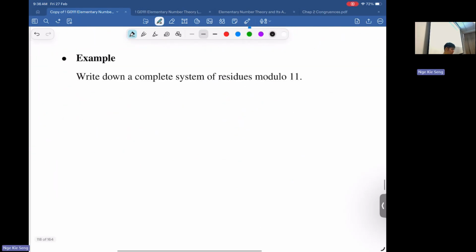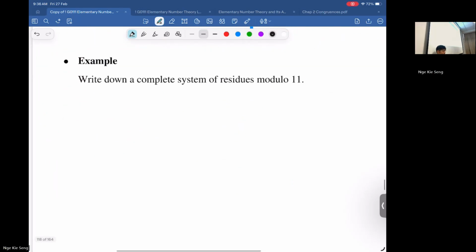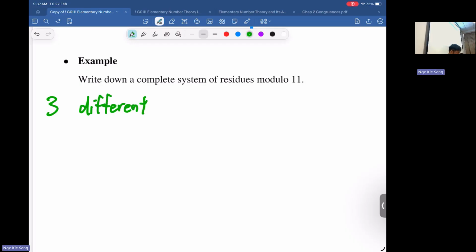Maybe I give you 2 minutes to work this out. Write at least 3 of them. You can write more than 3. Try to write down 3 different complete systems. You can try and discuss with your friends. Introduce yourself.